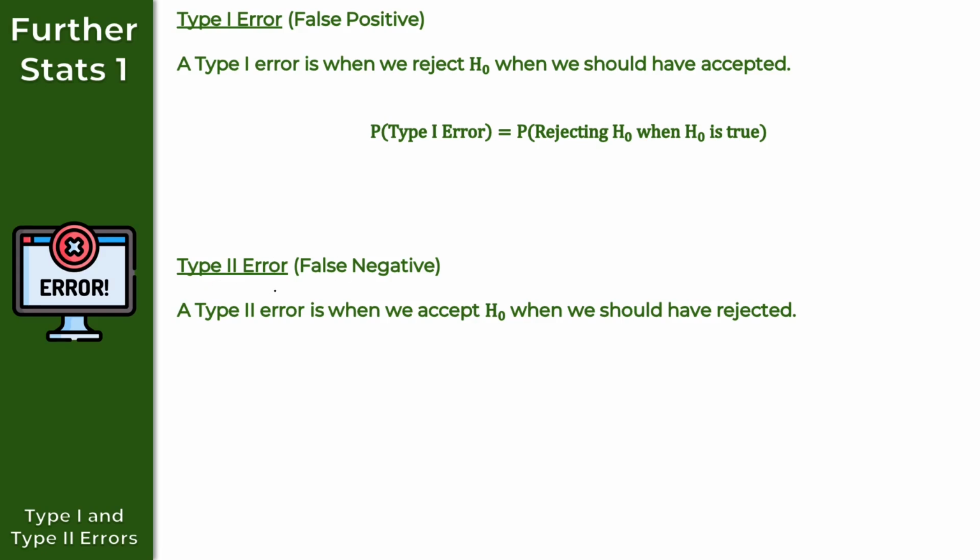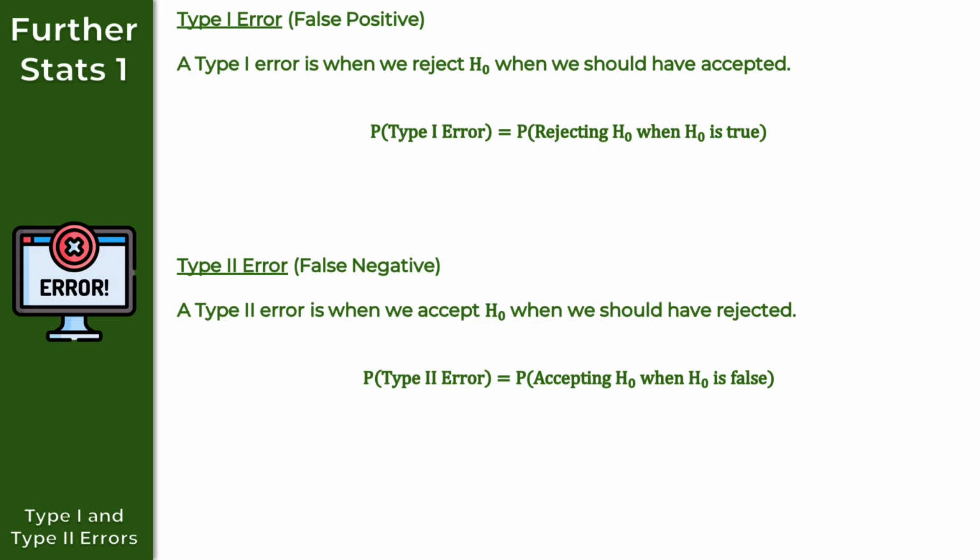Okay, and again, you also need to be aware about how we find or calculate the probability of a type 2 error. So for the probability of a type 2 error, this is equal to the probability of accepting H0 when H0 is false. Now, don't worry too much about actually finding these probabilities just yet. We're going to demonstrate that in a little bit more detail as we work through the practice questions later on in this video. Okay, so that's everything that we need then for type 1 and type 2 errors.